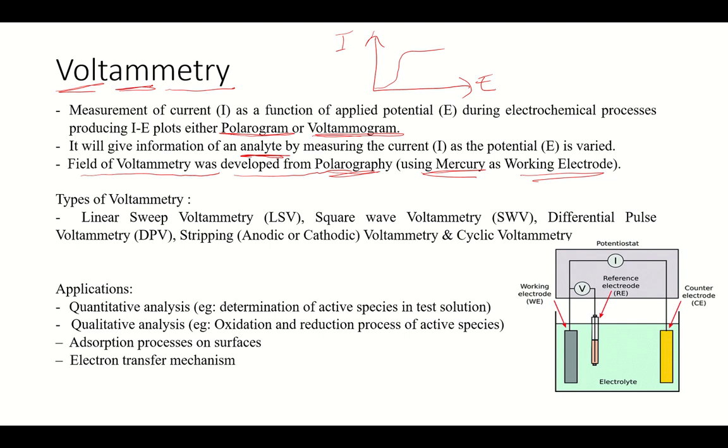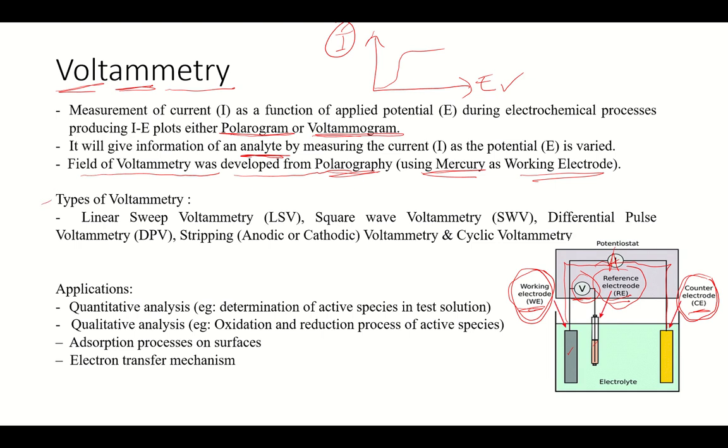In order to do this analysis for voltammetry, you must have a three-electrode potentiostat: the working electrode, the reference electrode, and the counter electrode. Working and reference measure the voltage E. Working and counter electrodes measure the current I. Then you will plot the I-E plot. For potentiometry, the previous topic, you need only two electrodes, working and reference, to measure the potential difference between the indicator electrode and the reference. But in this case, you need an additional counter electrode in order to measure current, because this technique involves current.